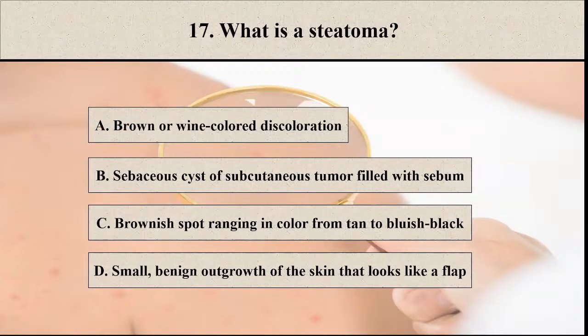What is a steatoma? Is it brown or wine-colored discoloration, sebaceous cyst or subcutaneous tumor filled with sebum, brownish spot ranging in color from tan to bluish black, small, benign outgrowth of the skin that looks like a flap? If you chose B, sebaceous cyst or subcutaneous tumor filled with sebum, you are correct.